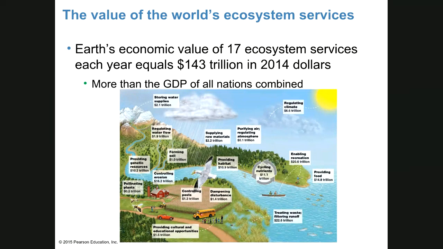Cycling of nutrients. So how about just the fact that things rot? What if rotting and decomposition just stopped? Can you imagine all the organic matter that would just build up? So here we go. They say that recycling nutrients, so decomposition and releasing those nutrients, is worth $11.1 trillion. Forming soil, worth $1 trillion. Regulating water flow, I can't see it very well, almost $2 trillion.